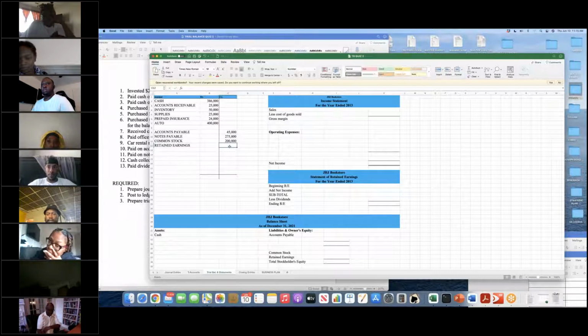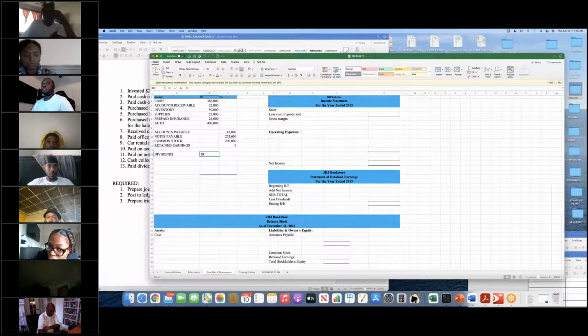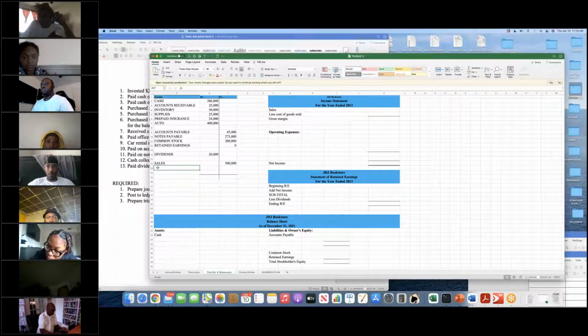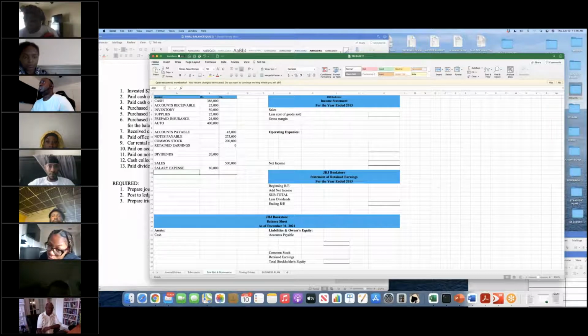And right now we have a new company, so its balance is zero. Then we have what? Dividends, debited 20,000. So dividends is the next item, 20,000. Then what's going to come next? Sales, credited 500,000. Then? Salary expense, debited 80,000. And what's our final expense? Interest expense, debited 10,000.